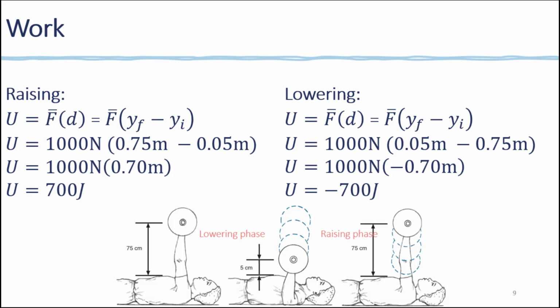So now it makes more sense why there was no mechanical work done on the barbell, because the work during the lowering phase, negative 700 joules, and the work during the raising phase is 700 joules, which gives us a total work of 0 joules, right? If you just add these two numbers together, you get 0.